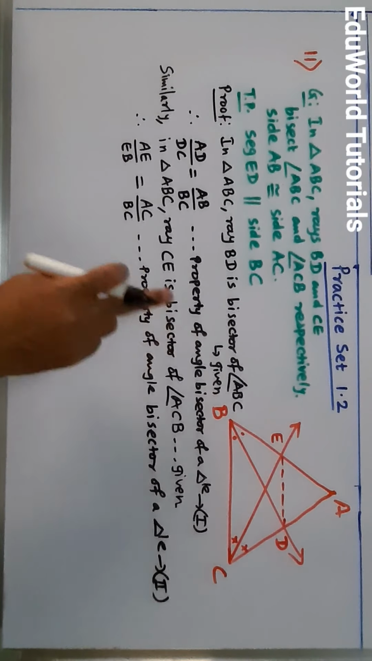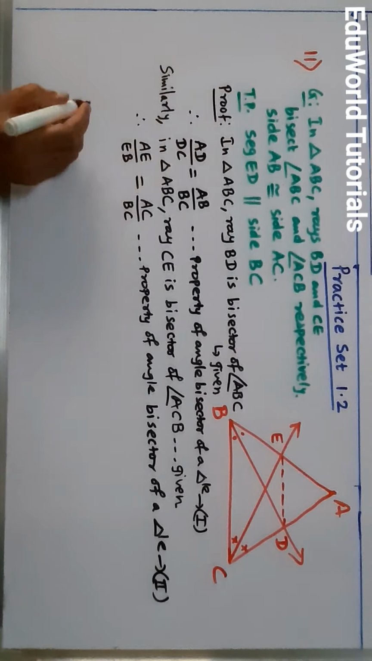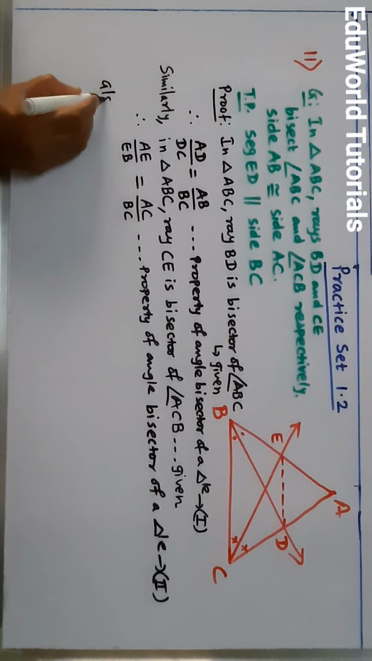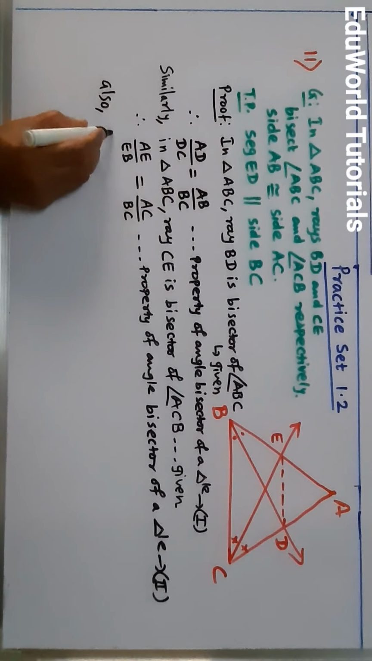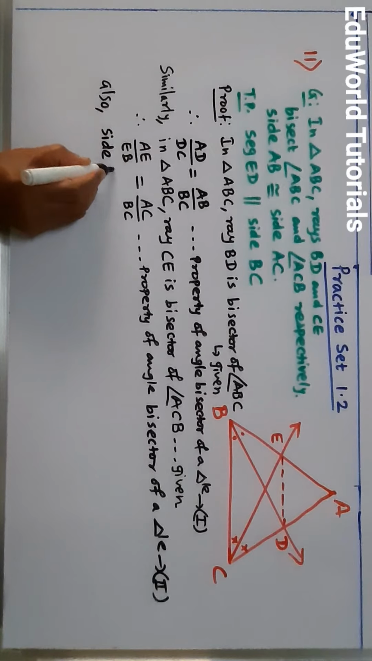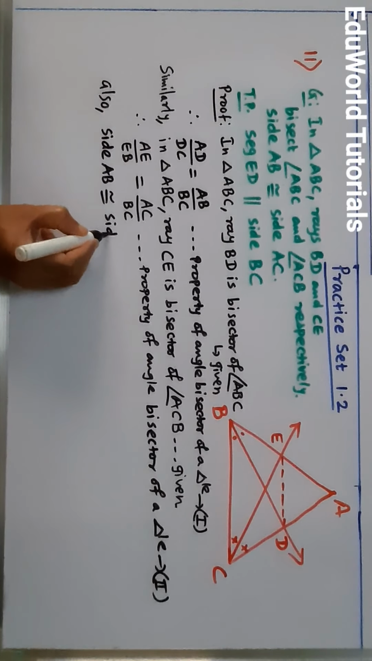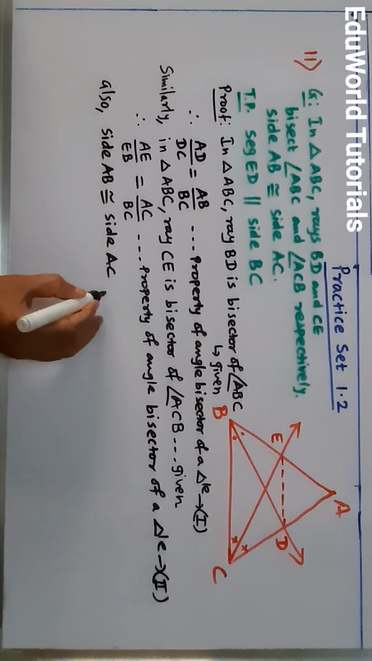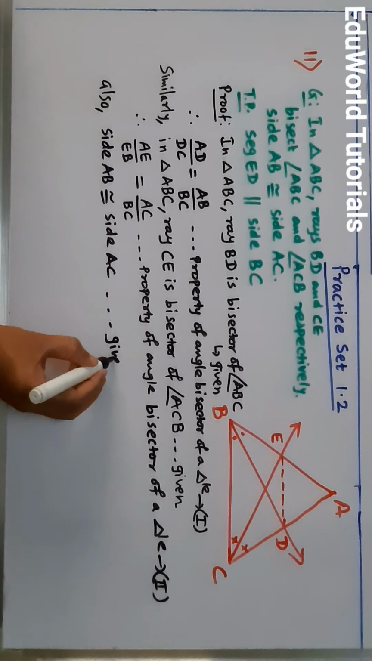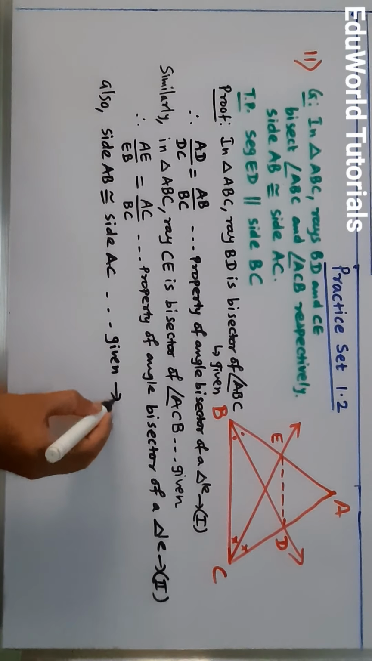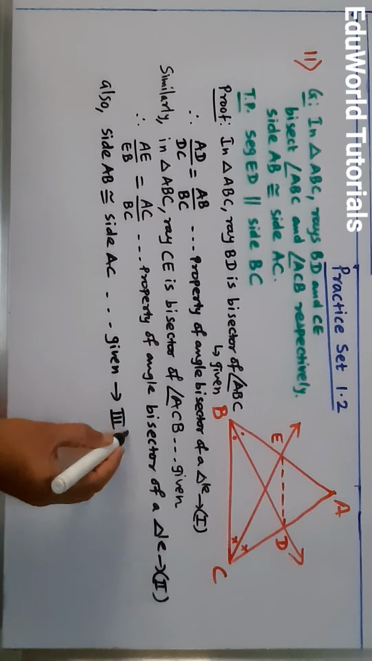Now in addition to this, what is given to us? Also, side AB is congruent to side AC. This is given to us, which we may write as result number 3.